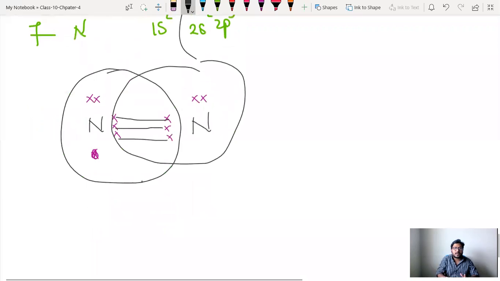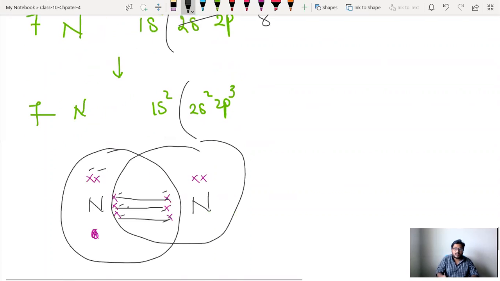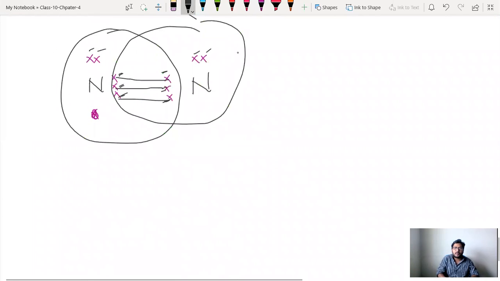So now if you count the number of electrons, 1, 2, 3, 4, 5, 6, 7, 8. So for this nitrogen, instead of 5, it got 8. For this nitrogen, 1, 2, 3, 4, 5, 6, 7, 8. Instead of 5, it got 8. 8 plus 2, 10, got stable. Like that, it is formed. And if you want to draw, how can you draw? Nitrogen with 3 bonds. So now we have understood.